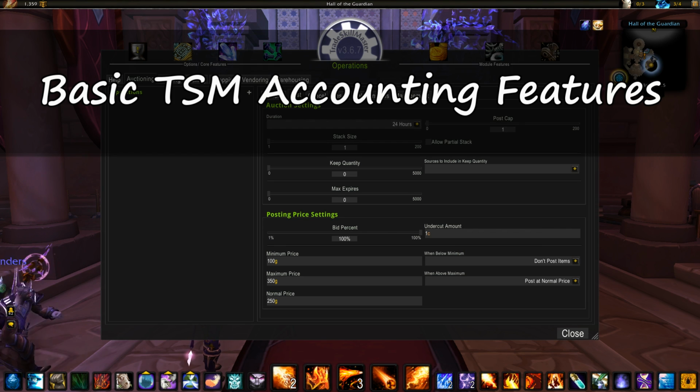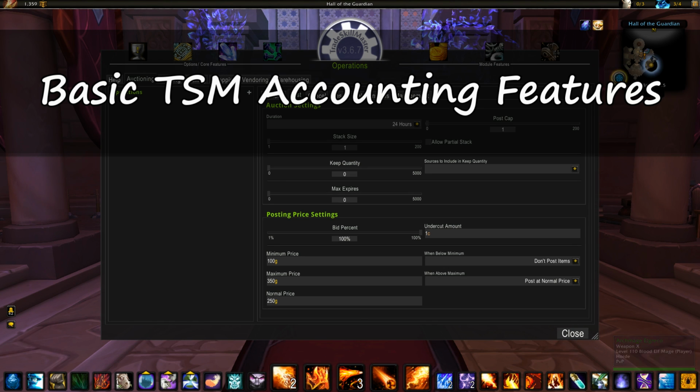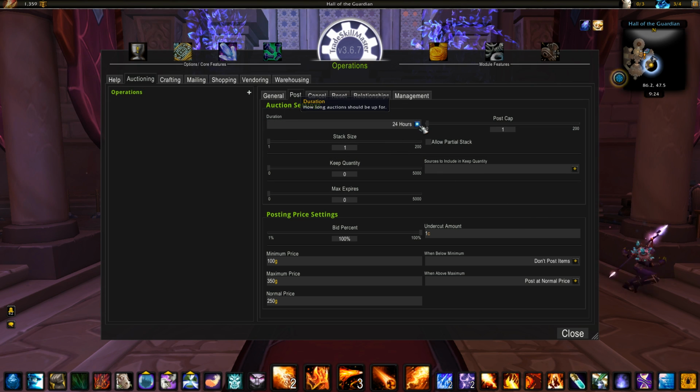Okay, there's a couple other things I have to run through really quick so you guys see that they're here and you definitely make use of them, because I don't want to cover any of that once I get to custom pricing. So up here you can select a time frame you want to post the auctions in this particular group that it's applied to. You just select if you want 12, 24, 48 hours. You have to decide what you want.